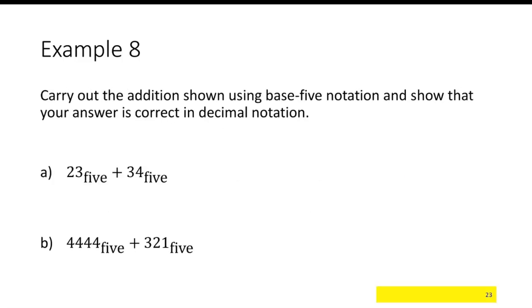Okay, so let's try 2 more of these. 23 base 5 plus 34 base 5. Again, I start out with 3 plus 4. That's 7, which is 1 nickel and 2 pennies. So 2, carry over the 1. 1 plus 2 plus 3 is 6, or 1 nickel, 1 penny. So 23 base 5 plus 34 base 5 is 112 base 5.